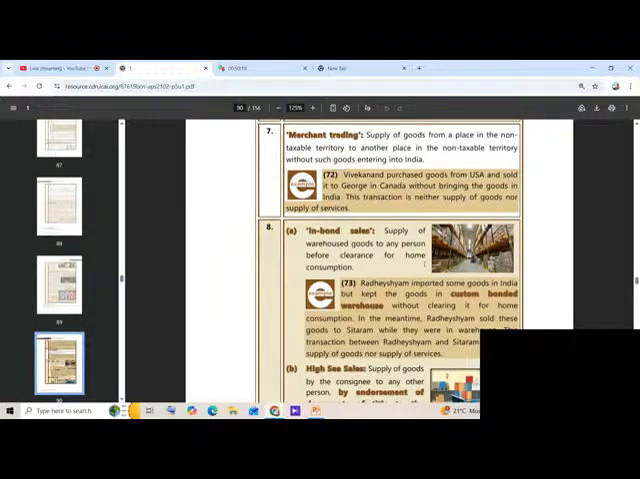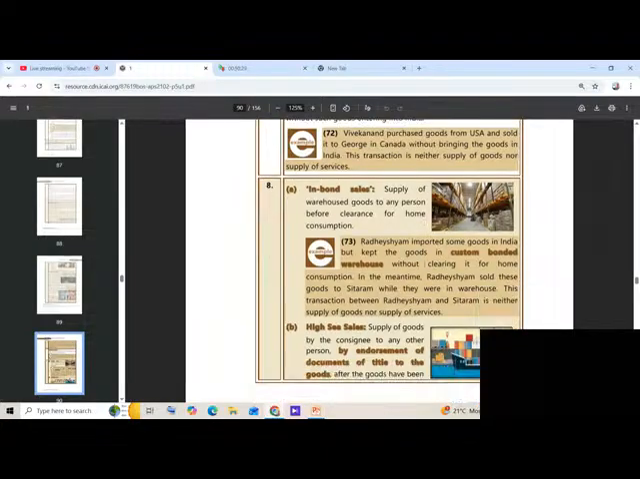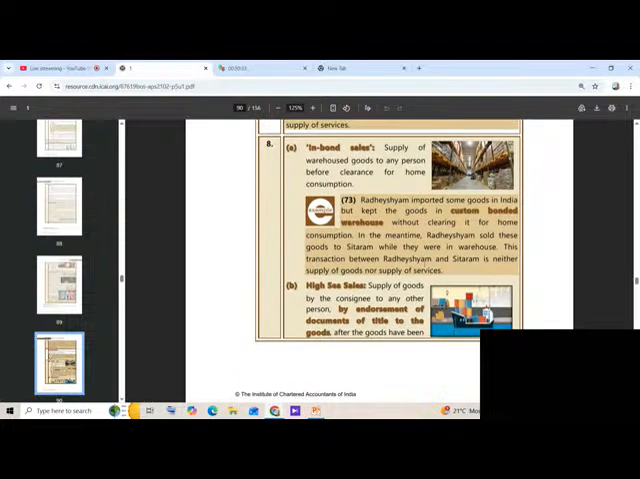Merchant trading. Supply of goods from a place in the non-taxable territory to another place in the non-taxable territory without such goods entering into India is not a supply of goods or a supply of services. In-bond sales: supply of warehoused goods to any person before clearance for home consumption. This is also neither supply of goods nor supply of services. Radheshyam imported some goods in India but kept the goods in a customs bonded warehouse without clearing them for home consumption. In the meantime, Radheshyam sold these goods to Sitaram while they were in the warehouse. This transaction between Radheshyam and Sitaram is neither supply of goods nor supply of services.